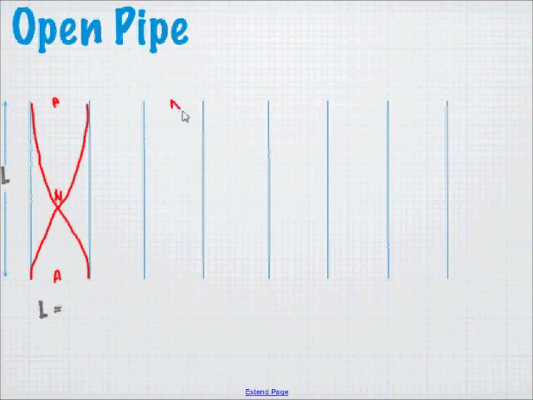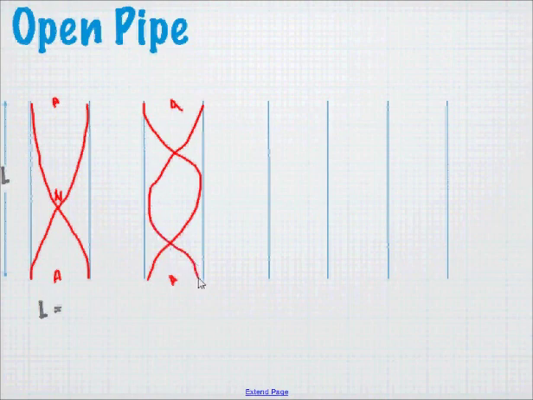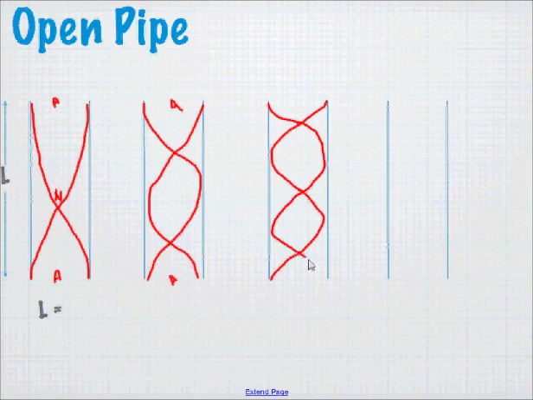The next one, we still need to have, remember, an antinode at each end. Now we're just going to include another node, so draw it like that. Good. And maybe just draw the last one. So there's going to be 1, 2, 3 nodes in this one. There we go. Okay, and then so on from there.